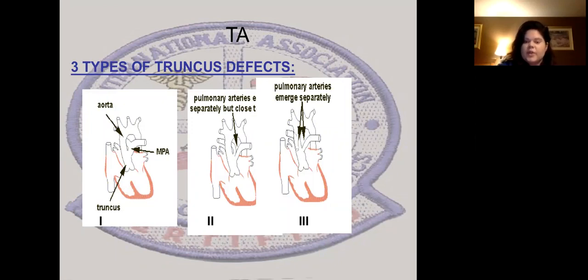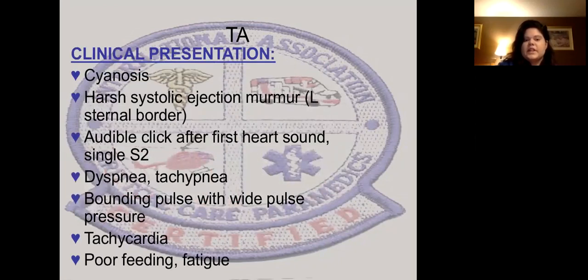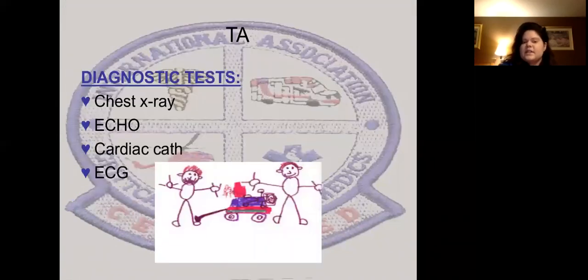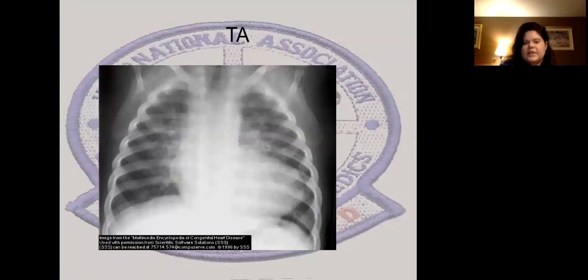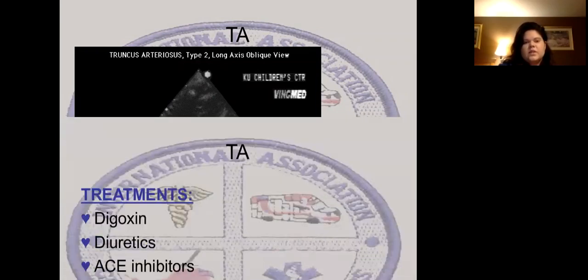So these are the different defects. I can't move those over for you, but the clinical presentation, they could be cyanotic, they could have an ejection murmur after the first heart sound. They'll have bounding pulses with wide pulse pressures, and they're going to have poor feeding and fatigue. Same diagnostic tests as previous. This is what it looks like on x-ray. This is what it looks like on ultrasound or echo.